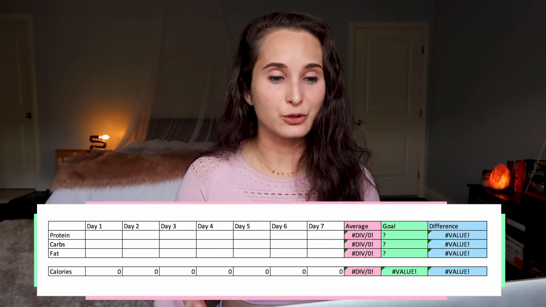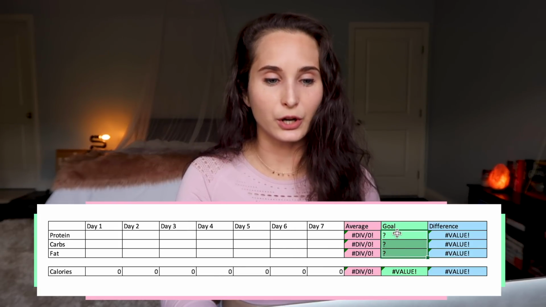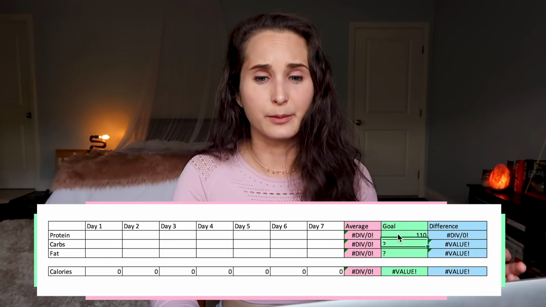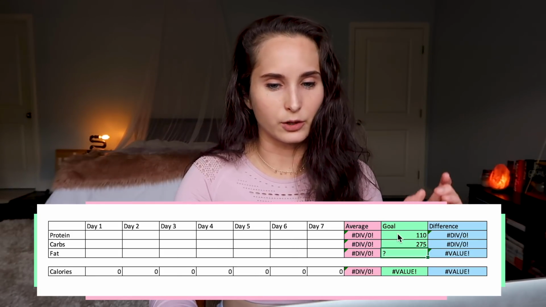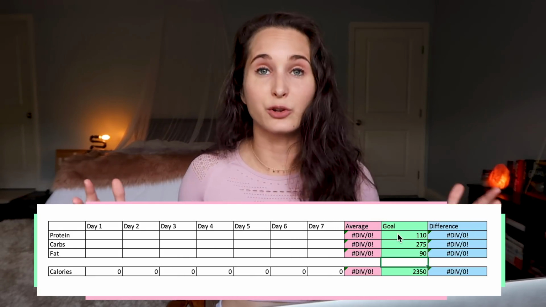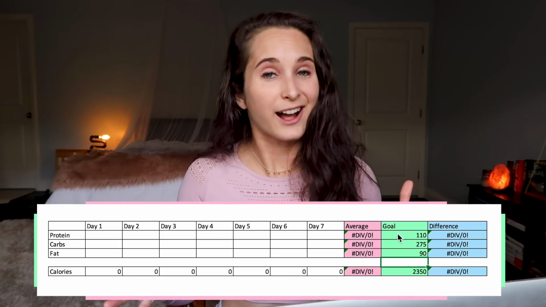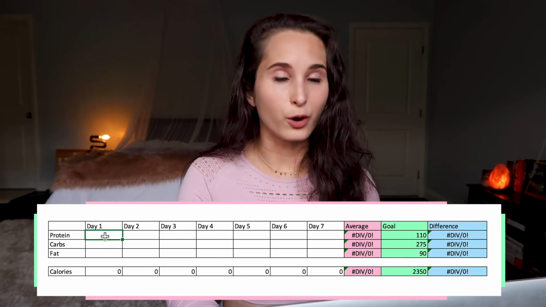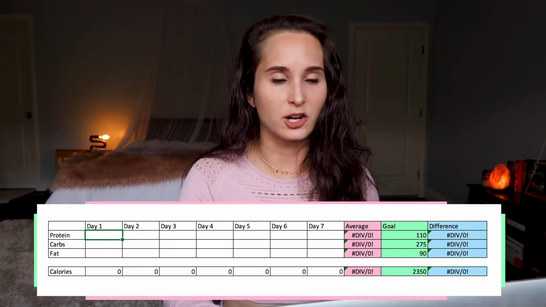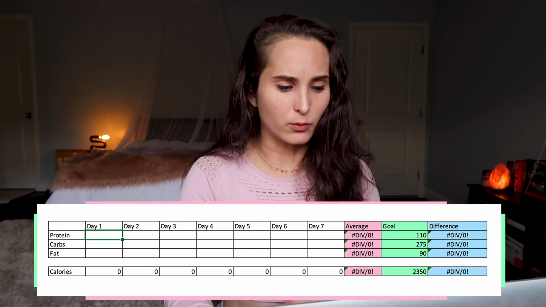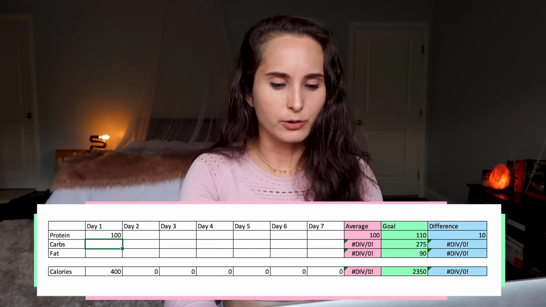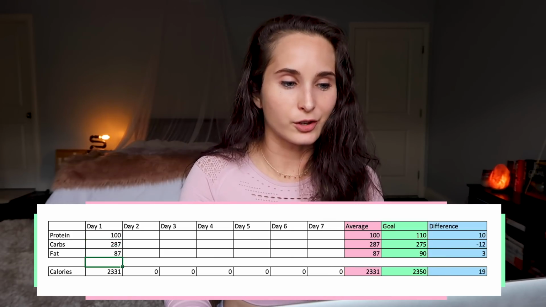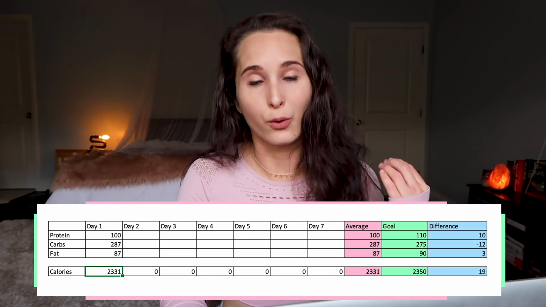So this is the tool, and what you do is you input your goals. So these are your different macro goals. Let's say for protein, you want to hit 110 grams of protein, you want 275 grams of carbs, and you want 90 grams of fat, for a total of 2,350 calories per day, or on average for the week. And then as you go through the week, you input what your actual intake is. So let's say on day one, Monday, you had 100 grams of protein, 287 grams of carbs, and 87 grams of fat, and it spits out your total calorie intake for that day.